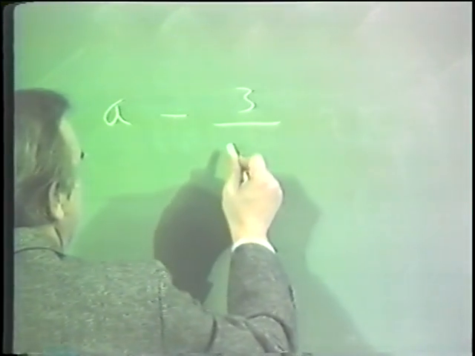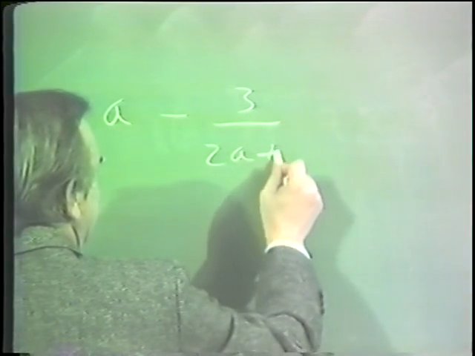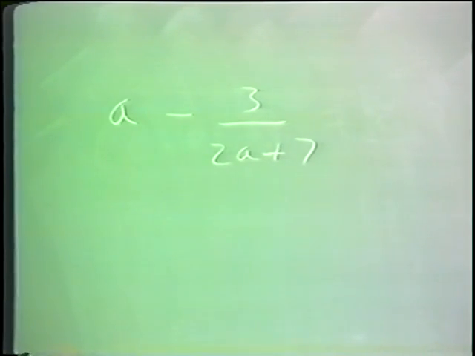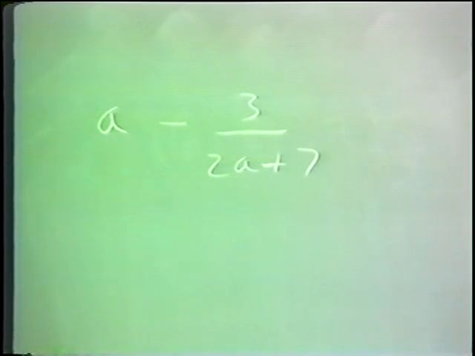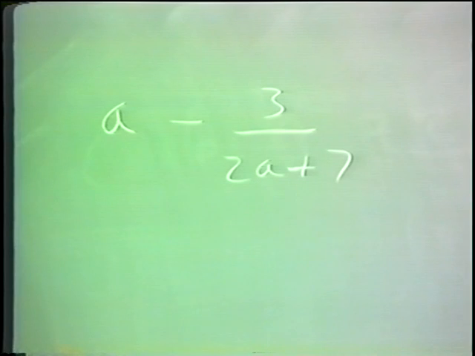Okay, let's try this one. Let's suppose we have a minus 3 over 2a plus 7. That's a minus 3 over 2a plus 7.